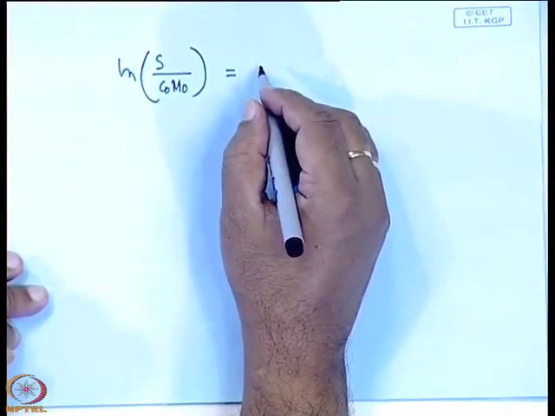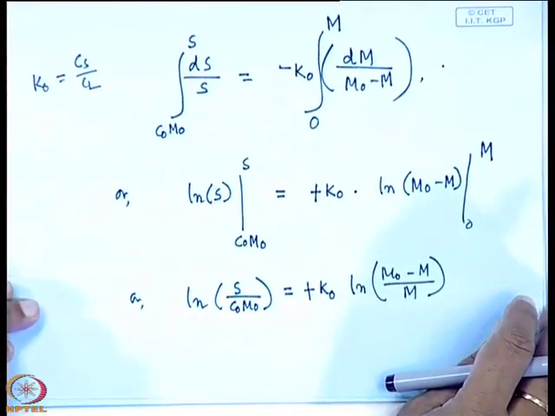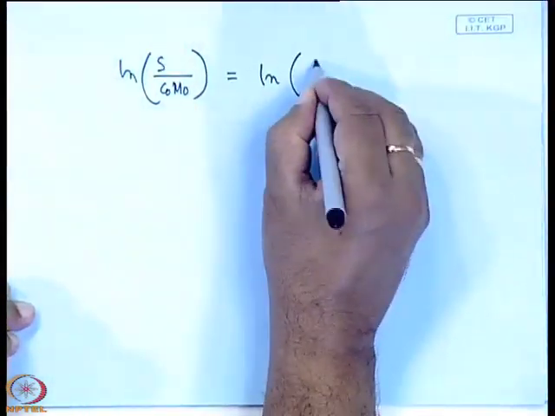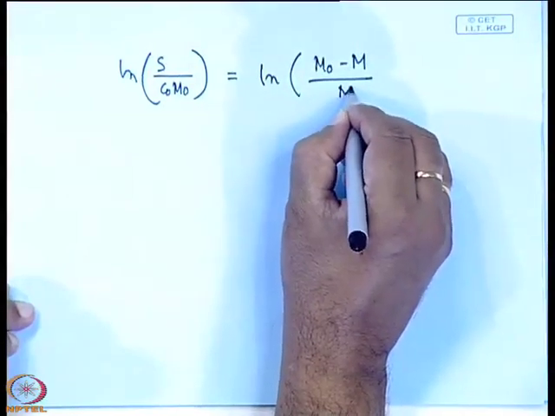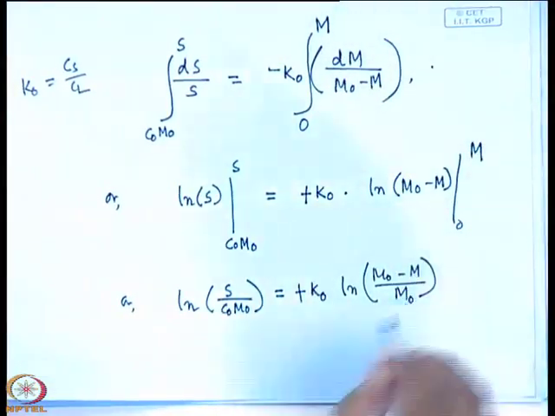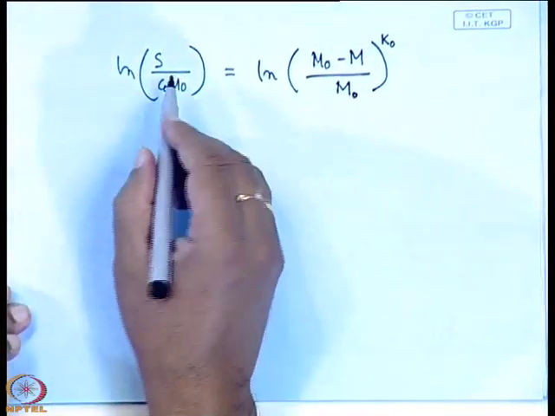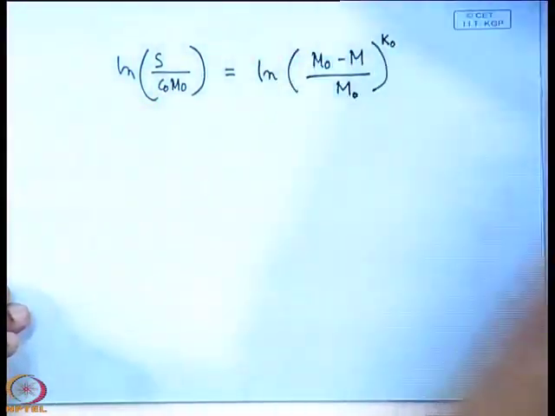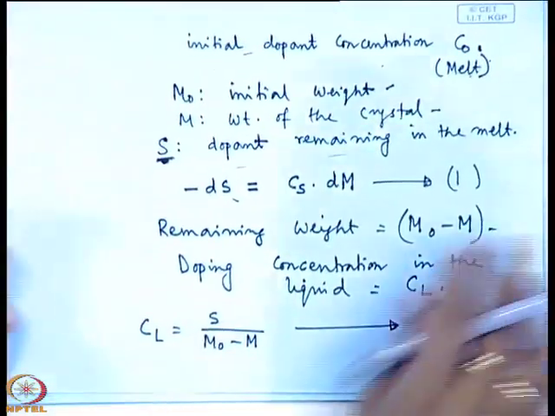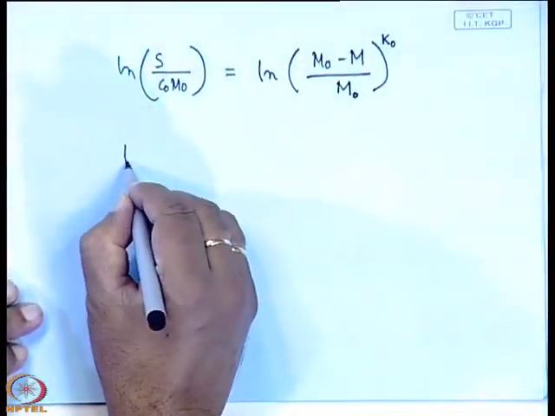Okay. Then from this expression we can write ln S by C0 M0. It will be M0, yes, it will be M0 to the power k0, right. Now, you put the value of S. What was the value of S? This was the value of S, C_L into (M0 minus M). So, you put the value of this.